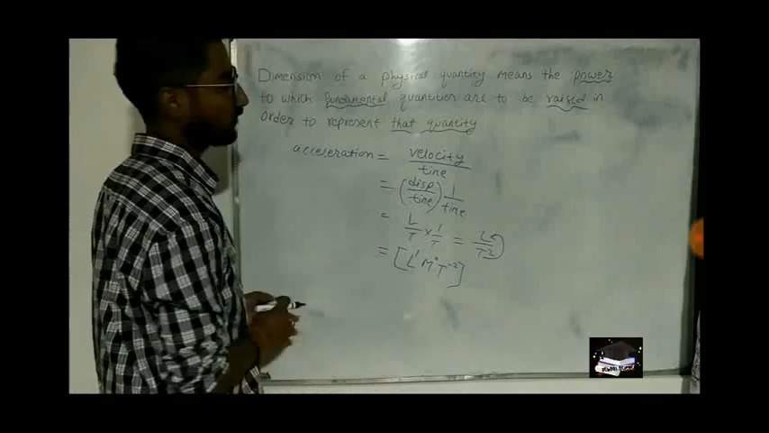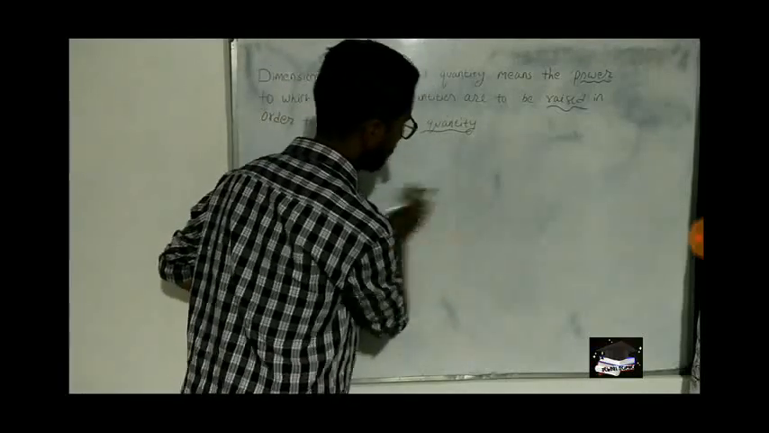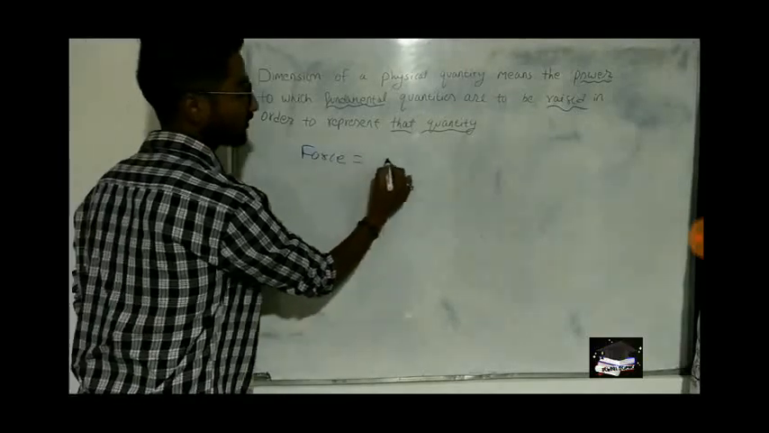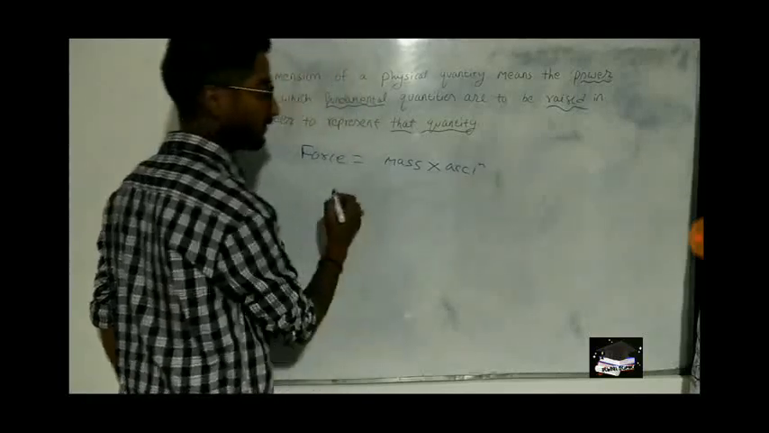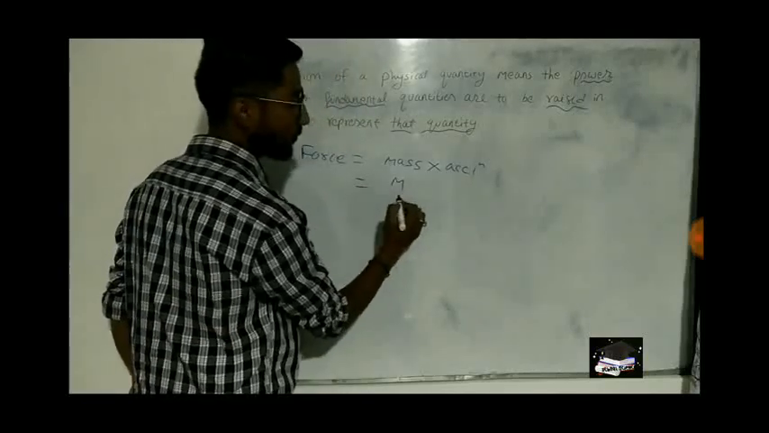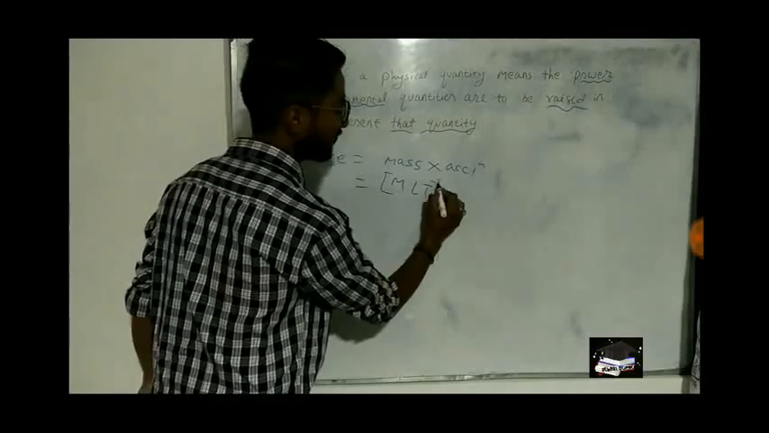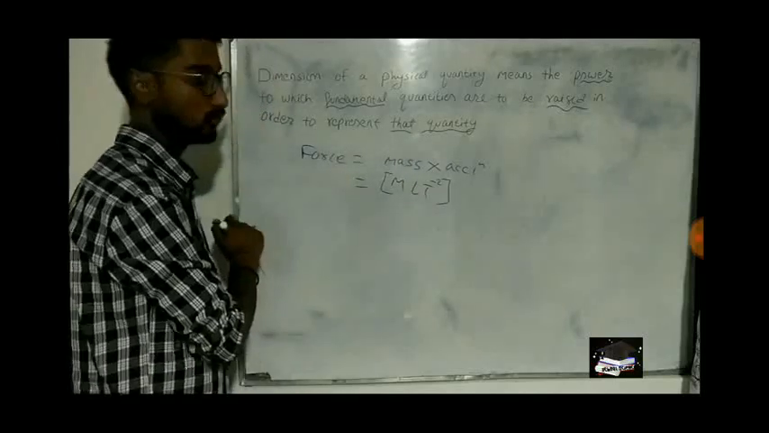Let us find for force here. Now let's find for force. Force equals mass into acceleration. Mass is M. Acceleration we got L T to the power minus 2. So for force, M L T to the power minus 2.